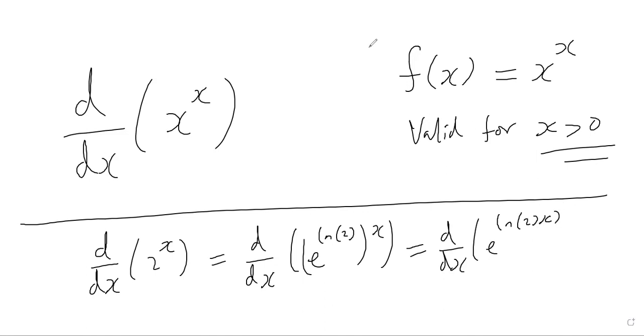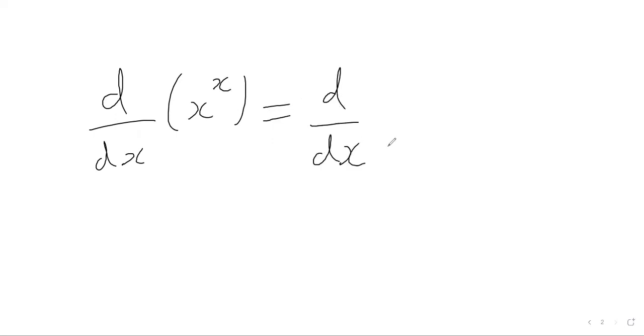So you get e to the power of ln 2, a constant, multiplied by x. Then we just use our knowledge of differentiating the exponential function and the chain rule. When we did that calculation, we got a final answer of ln 2 multiplied by 2 to the power of x. We're going to do a very similar thing here with x to the power of x. So when we differentiate this, we're in fact differentiating e to the ln of x multiplied by x.